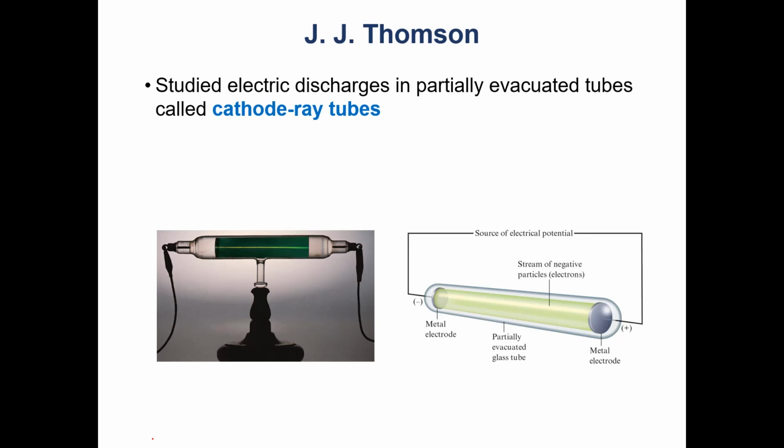So what he did was he set up this cathode ray tube, and we have a metal electrode at one end that's negatively charged, and we have a metal electrode at the other end that's positively charged. And then we have this partially evacuated glass tube here that's partially under a vacuum. And a cathode ray is really a stream of electrons.